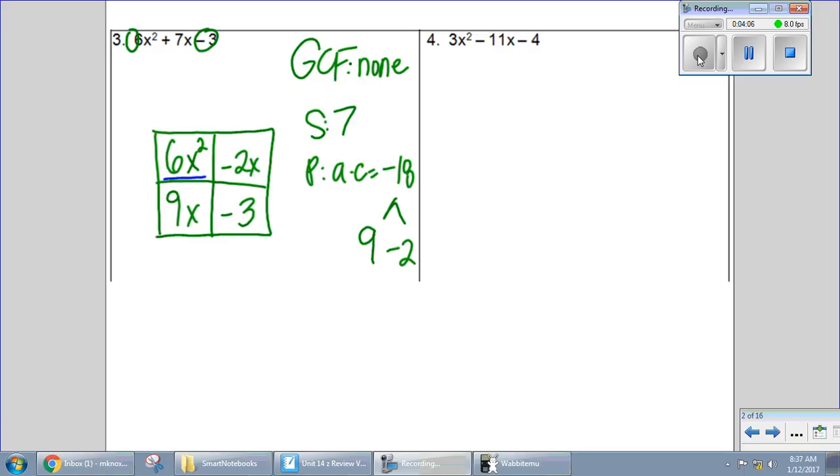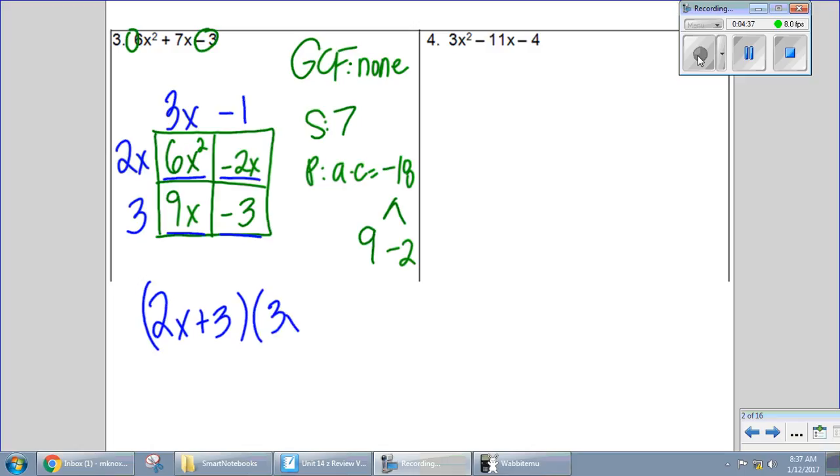What's my greatest common factor between 6x squared and -2x? It's going to be a 2x. What's my greatest common factor between a 9x and a -3? It's going to be 3. Then 2x times what gives me 6x squared? 3x. And then 2x times what gives me a -2x? It's just going to be a -1. So 2x plus 3 times 3x minus 1. Box it up.